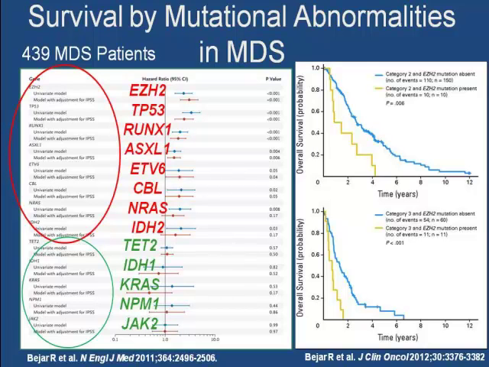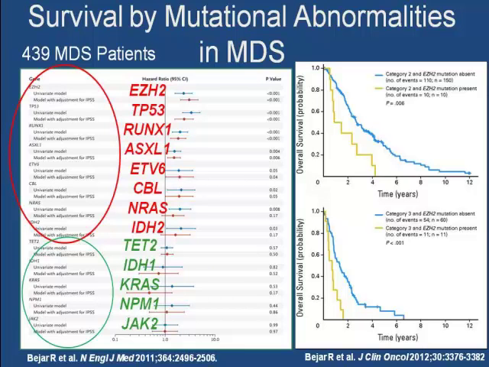MDS, I have to admit, is a little bit far behind in regards to AML therapy. These are 2 publications from the group in Boston, Dr. Ebert's group, that looked at mutational abnormalities in MDS and how they might be incorporated into prognostic models. The first paper identified several mutations in red, which have an overall negative prognostic impact in MDS. And then in green, some mutations that have an overall either no prognostic impact or favorable prognostic impact.